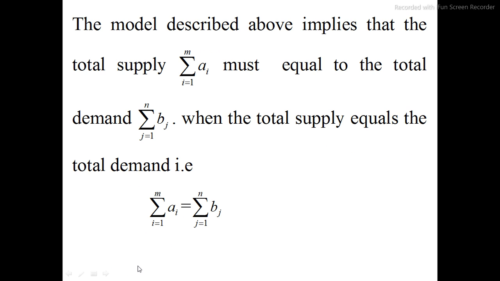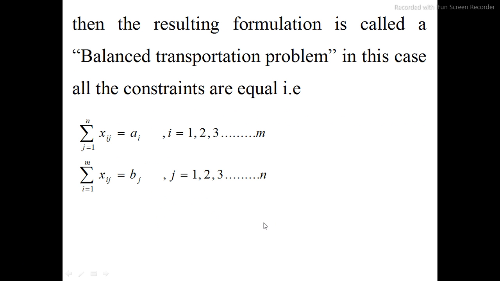So next, this model described above requires that the total supply must be equal to the total demand. When the total supply and total demand are equal, that is sigma of ai and sigma of bj are equal, then it is nothing but a balanced transportation problem, with the two constraints, supply and demand constraints, there.